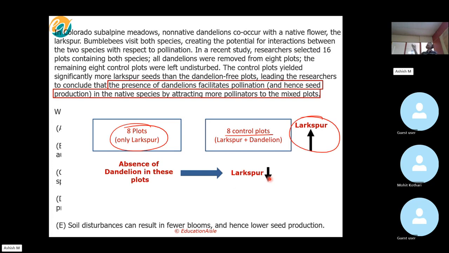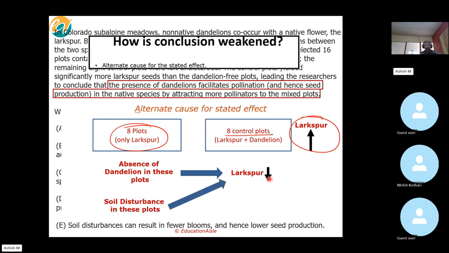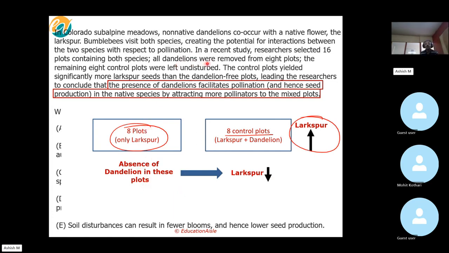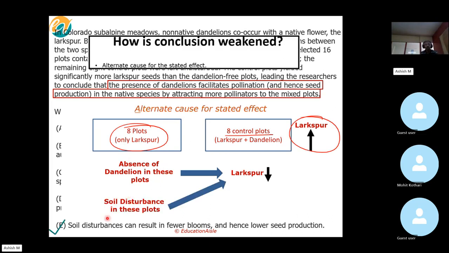All right. And this is where Priyanka comes into the picture. Absolutely correct. She says that, wait, hold on, guys. Notice what's happening is all dandelions were removed from these plots. Dandelions were uprooted. Now, what Edward says is, obviously when an entire species is being uprooted, there will be soil disturbance. So Edward says soil disturbances can result in fewer blooms and hence lower seed production.